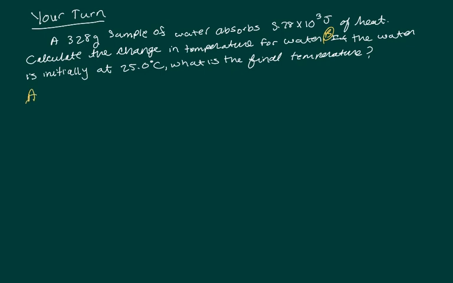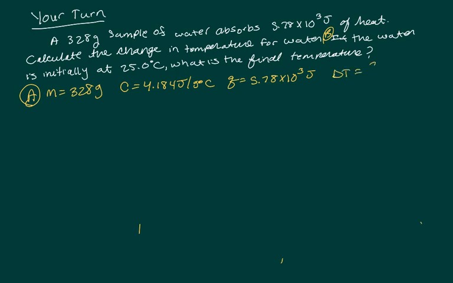So let's write our givens. We have a mass of 328 grams. This is water, so we know our heat capacity is 4.184 joules per gram per degree Celsius. We found that in table 3.4. We know our Q is 5.78 times 10 to the third joules. Now we need to find out what our temperature changes.